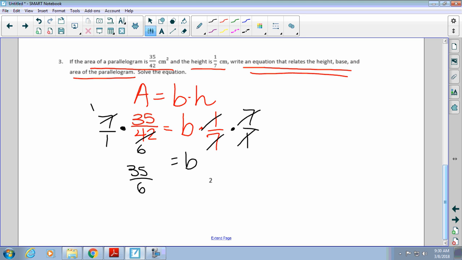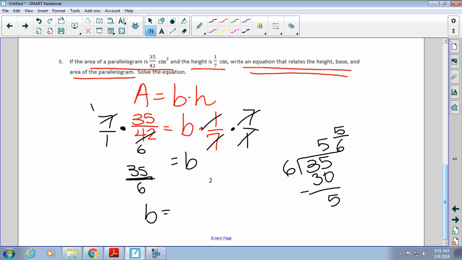We don't want to leave it like that. What do I need to do? Turn it back into a what? Yep, a whole number, a mixed number. All right, so we're going to take 35, divide it by 6. Remember, that bar means division, right? So if we take 35 divided by 6, you're going to say 6 goes into 35 5 times. That gives you 30. Subtract, you get 5. What do I do with the 5? I'm not going to do a remainder. I'm going to put it up and use it as my numerator and use that as my denominator. So you would say that the base equals 5 and 5/6. Now we have to label that.